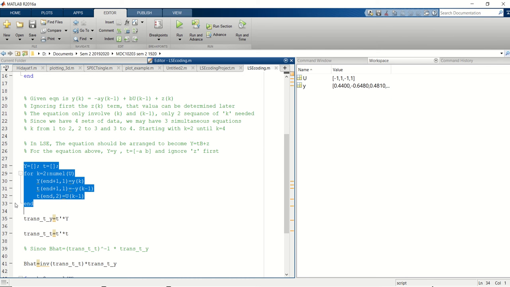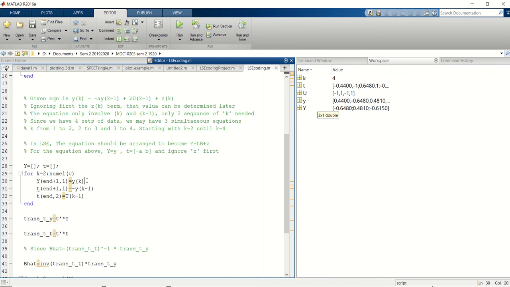Alright, so if I run this, I select it and then press F9, and I will get the value of y, capital Y, and also u. Since I do not put a semicolon at the end, whatever I run, the value will be shown in our command window.